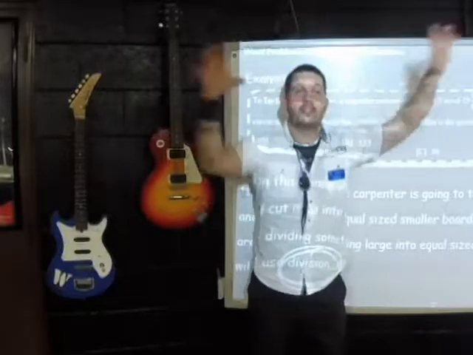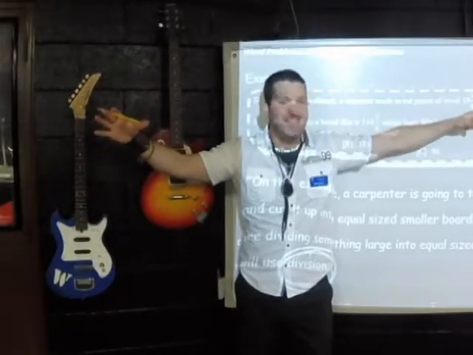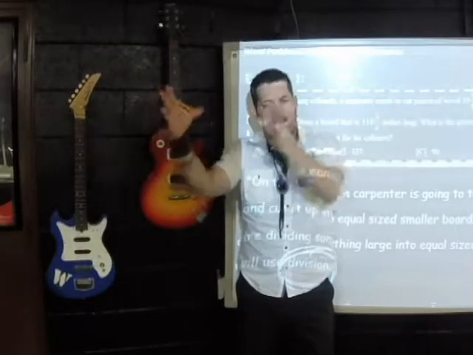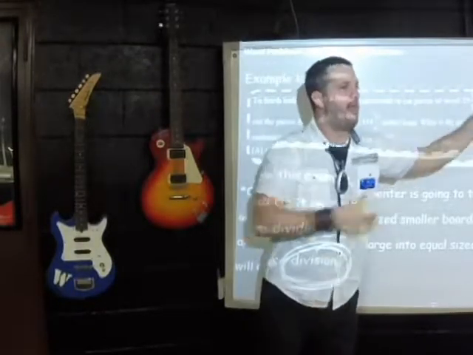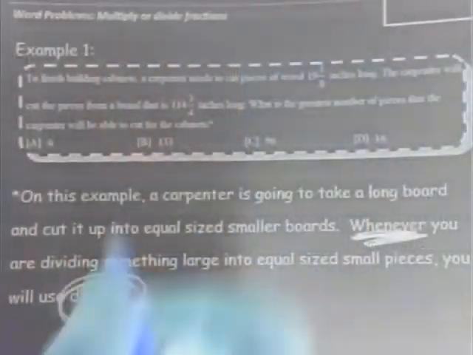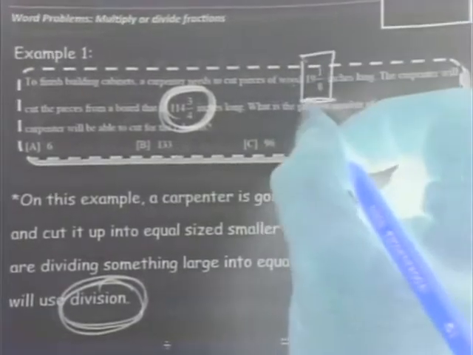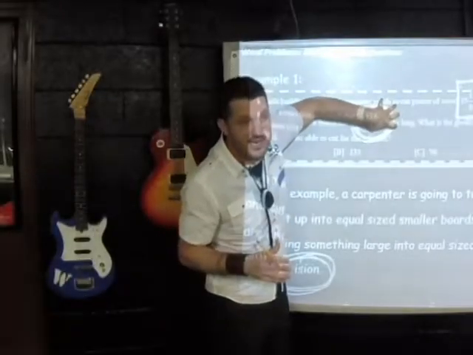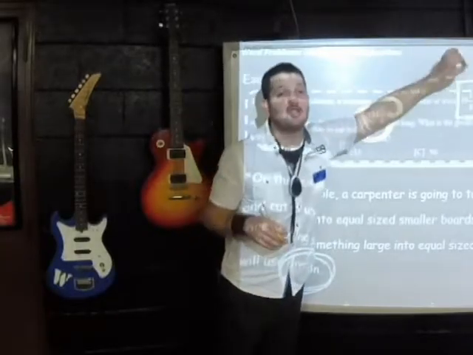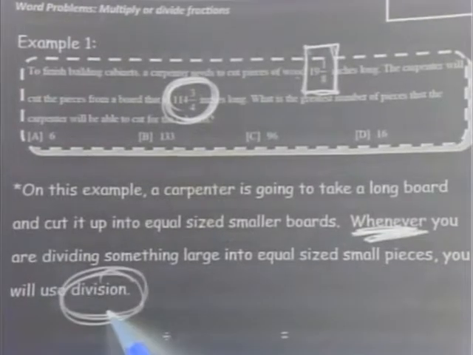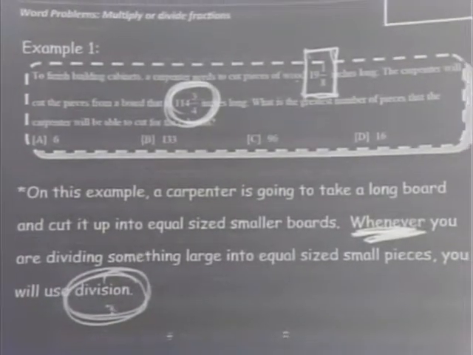In this problem, this carpenter has this big long board, and he's not chopping it up randomly. He wants to cut it into equal pieces that are how big? 19 1/8. So he has a board that's this big, and he wants to cut it into smaller boards that are this big. So this is a case of taking something big and dividing it up into equal smaller pieces. When that happens, you're going to use what? Division. So on this problem, use division.